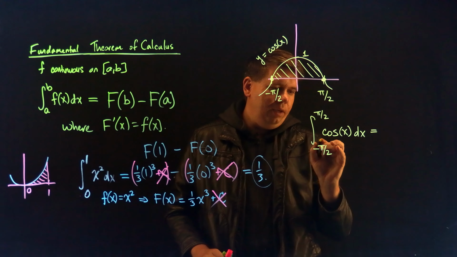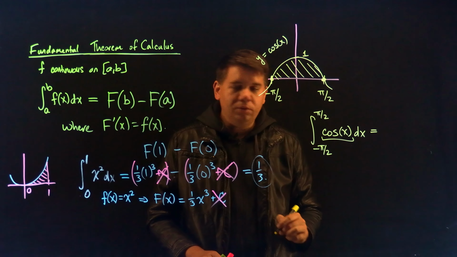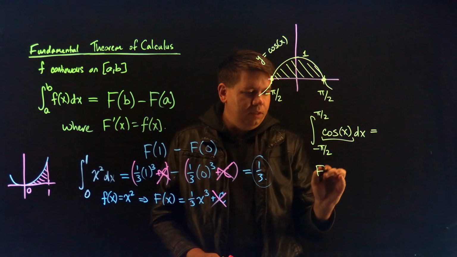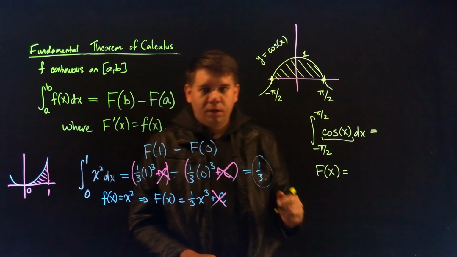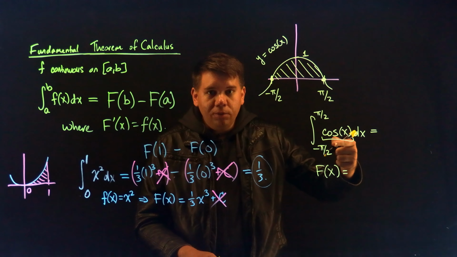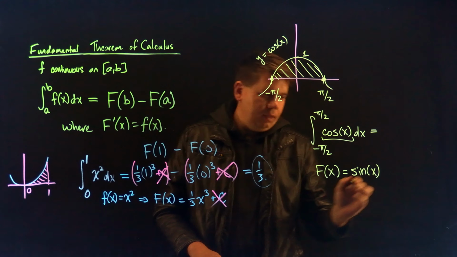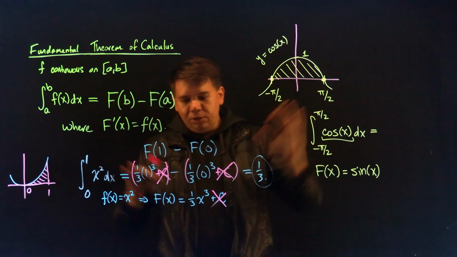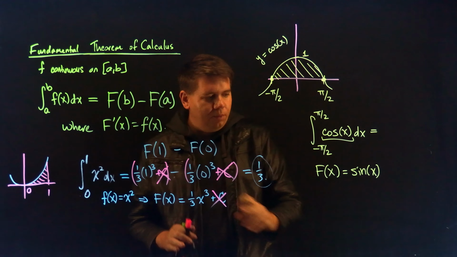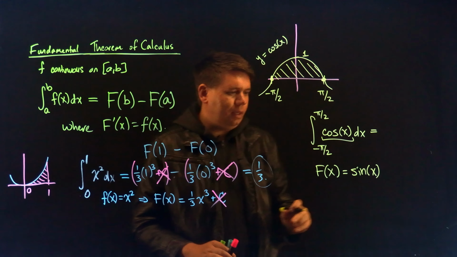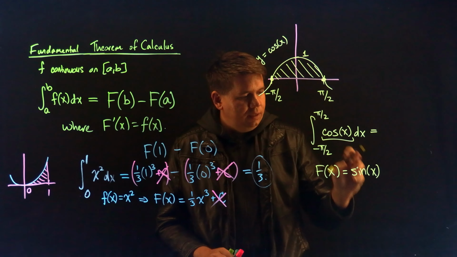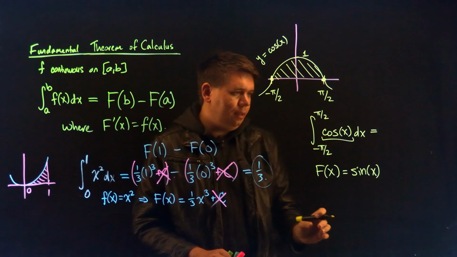How? Well, here's my function. My function is cosine of x. So what is my antiderivative? The derivative of what is cosine? The derivative of sine is cosine. And typically you would put a plus c, but for these you don't even have to worry about the plus c because they're going to cancel anyway. So it's just an antiderivative, just sine. You don't need a constant at the end.